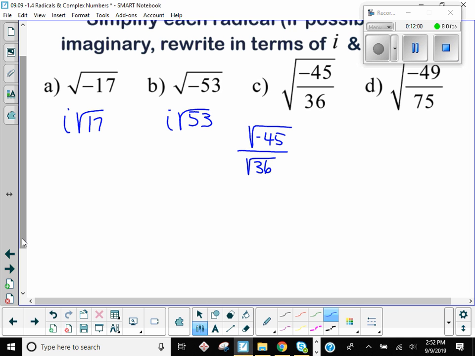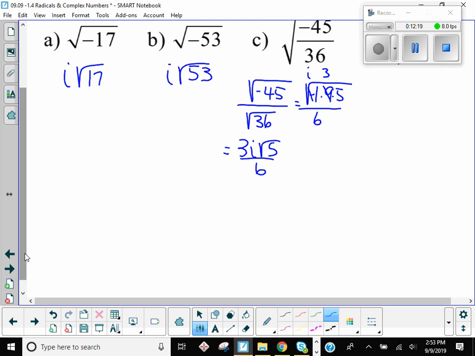So this would give me negative 1 times 9 times 5. The bottom is a perfect square, so it's just 6. And then I bring an i out for the negative 1, a 3 out for the 9. So I have 3i rad 5 over 6. And I saw this on a lot of your papers, and that's good math, but it's not done. It's not simplified all the way.